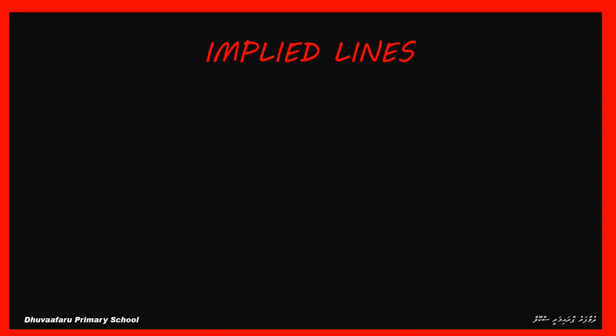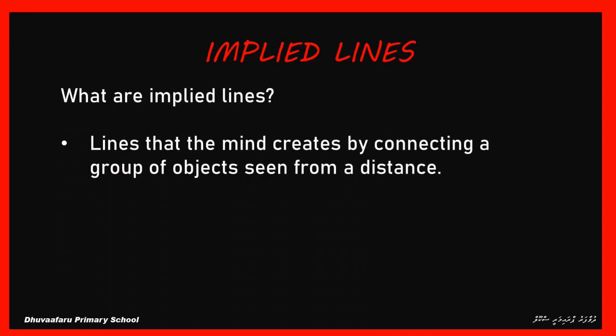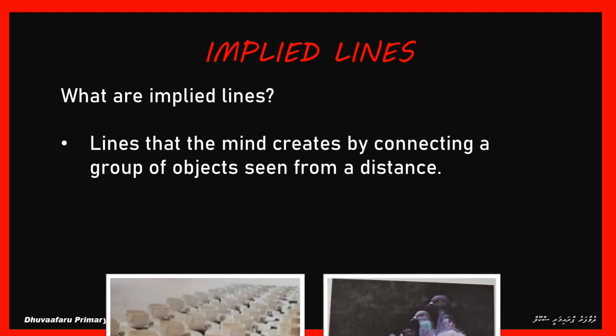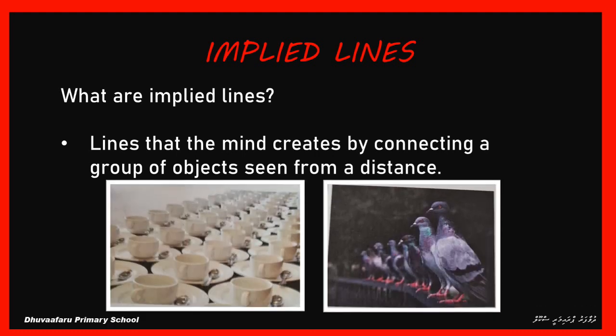Students, do you know what implied lines are? Implied lines are the lines that the mind creates by connecting a group of objects seen from a distance. Look at these pictures. Do you see implied lines? How is depth created in these pictures? In which direction do your eyes move when you look at these pictures? These pictures are drawn using implied lines.